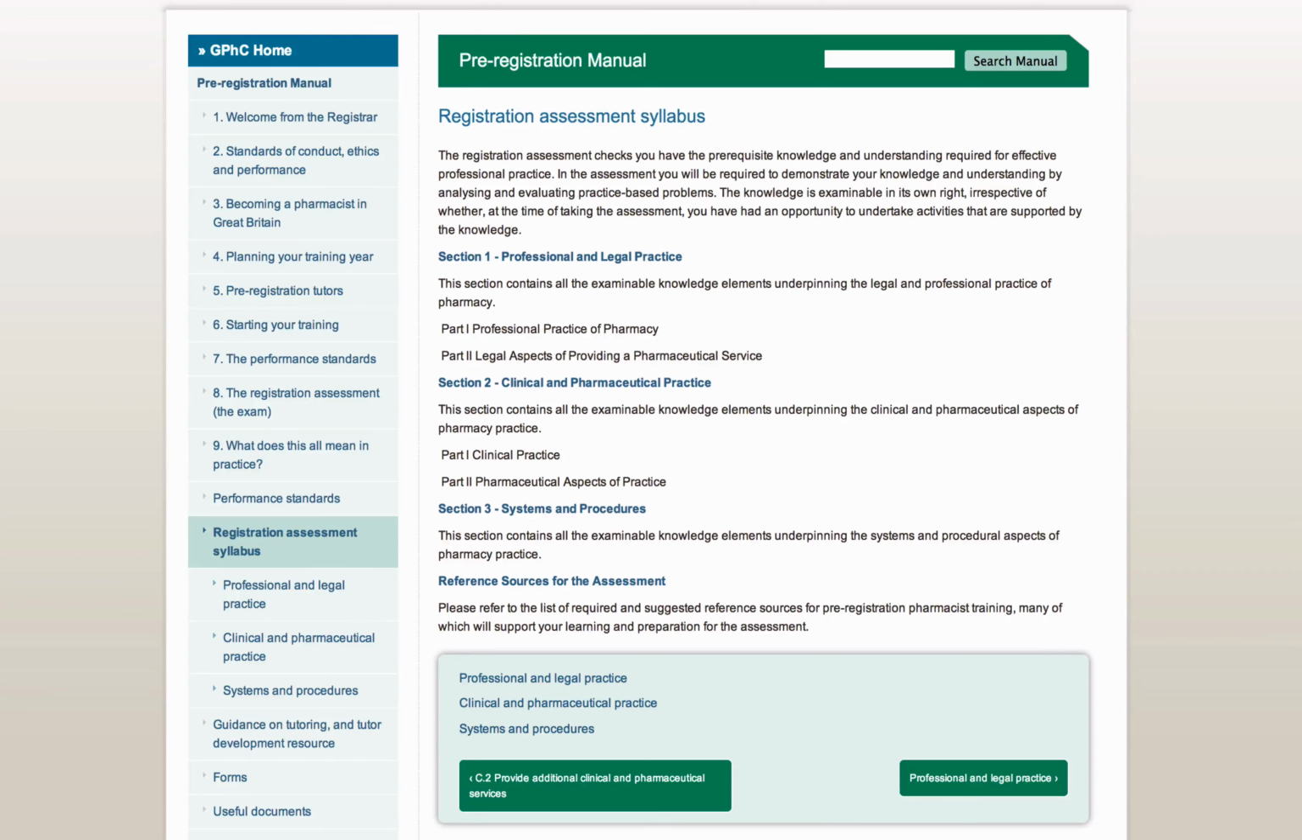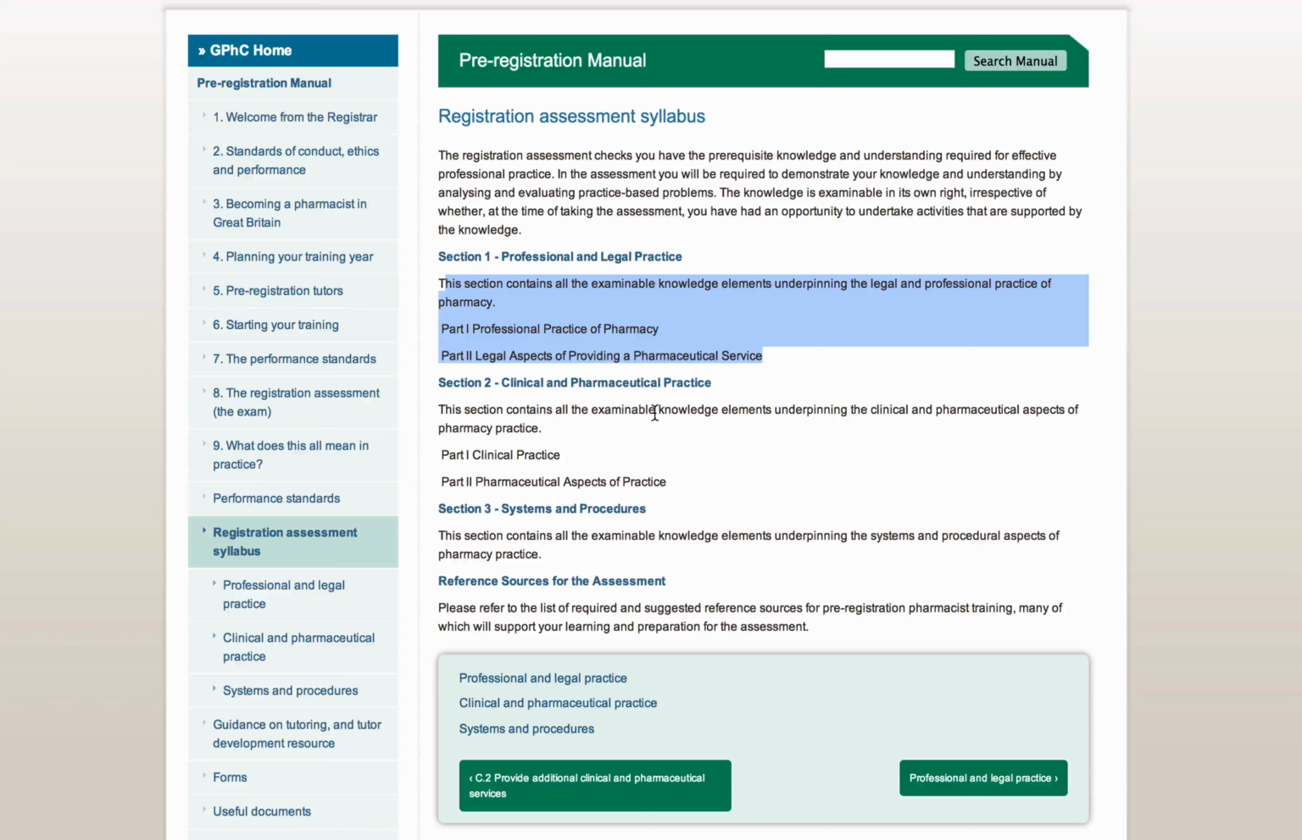So this is the online registration assessment syllabus, straight from the horse's mouth. Do you remember we went through when you get results from the GPhC? It's interesting that it breaks it down into these three sections. It's good to know what these sections are so you're prepared.